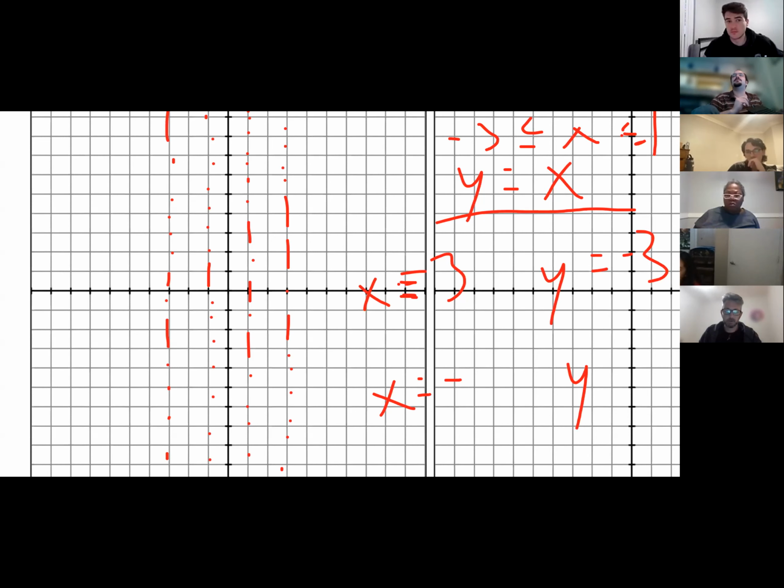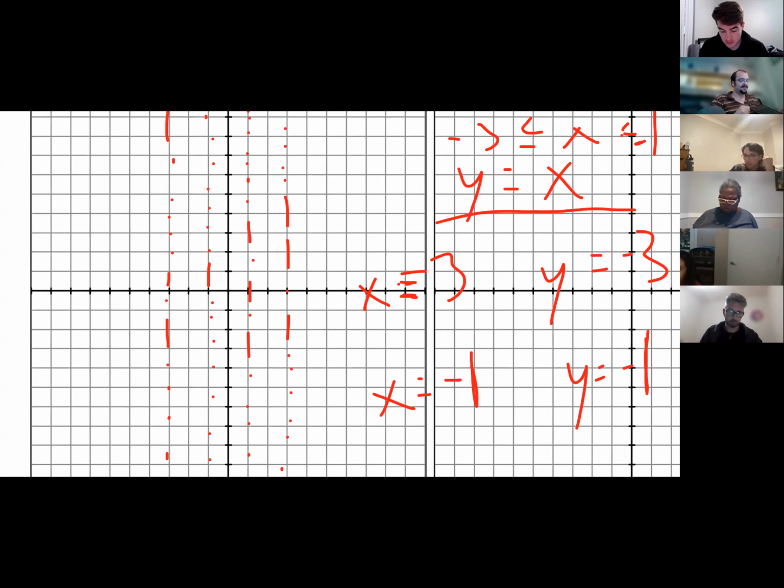I want to find the endpoints of this line. The inputs: one of the endpoints is where x is -3. The other endpoint is where x is -1. And if x is -1, y is also -1, because y is equal to x.